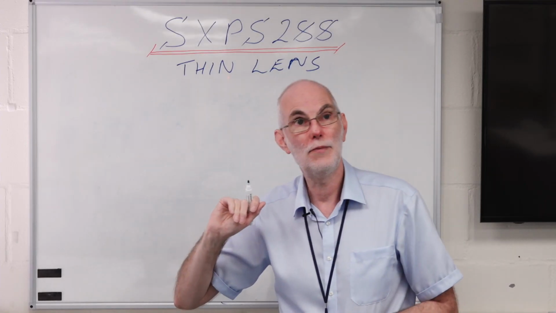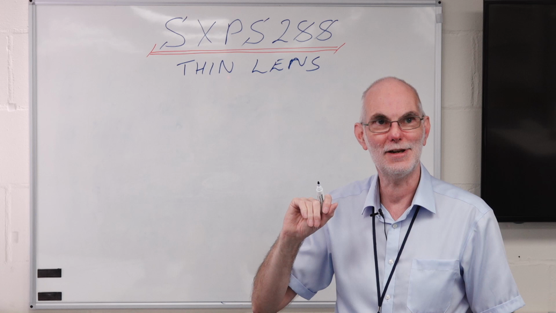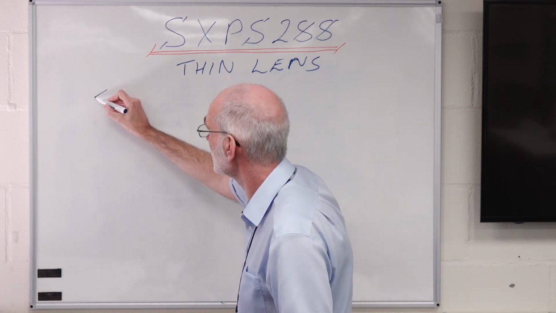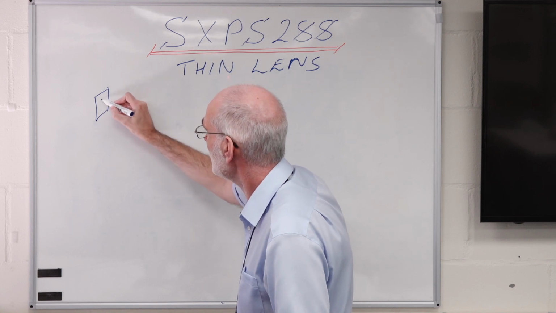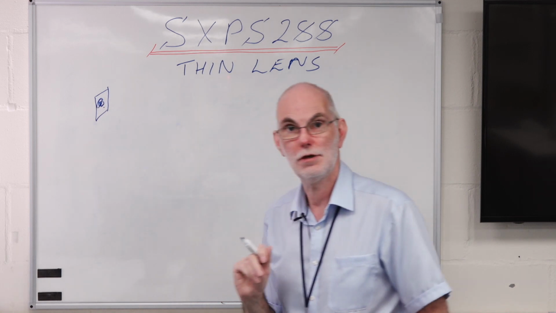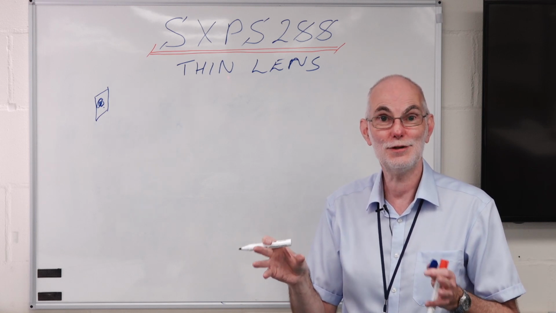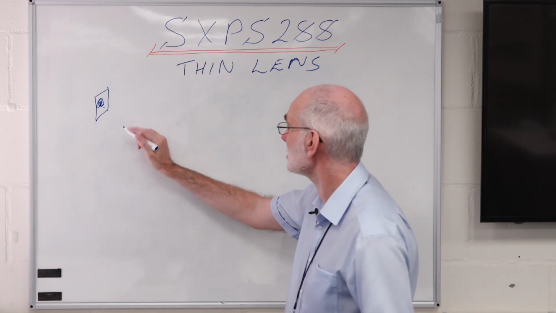And we're going to form an image of a galaxy here in the lab. So we're going to start with an object, an illuminated object, and in this case we're going to use a slide. We can't fit an entire galaxy into the lab, so we're going to use a slide with an image of the galaxy on it.